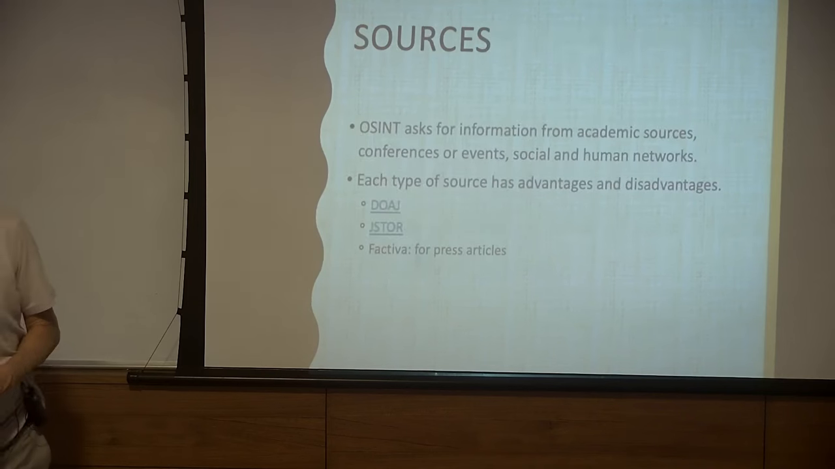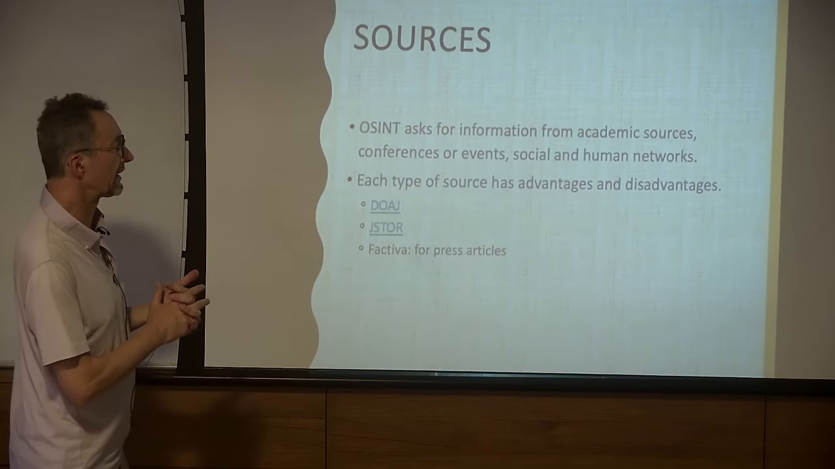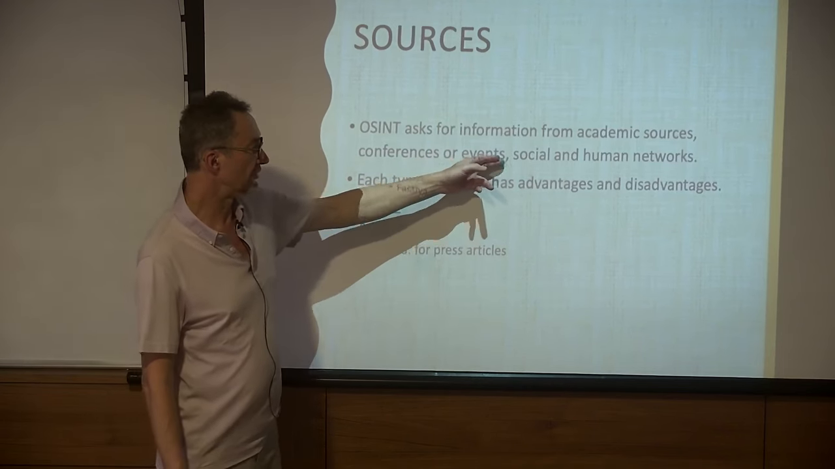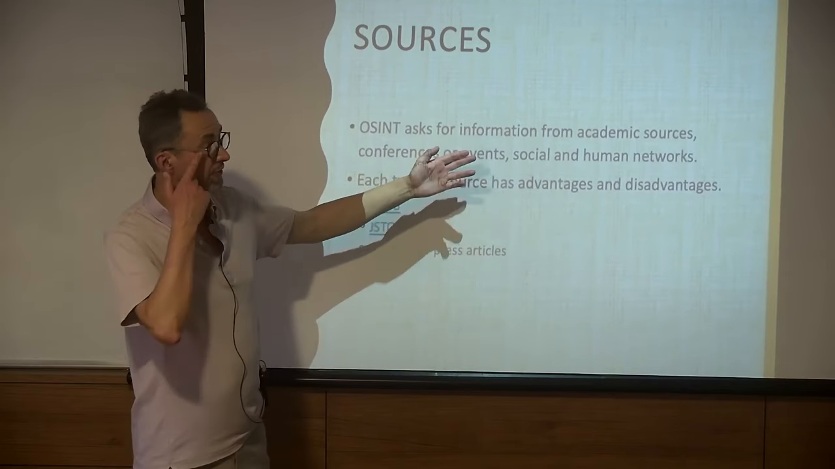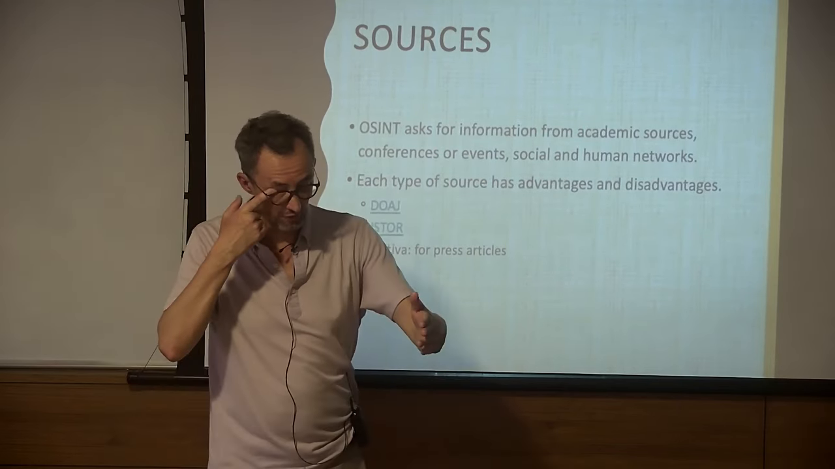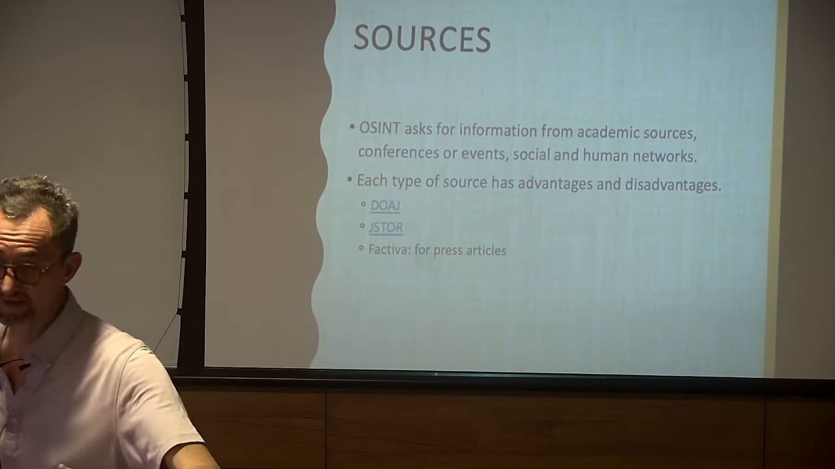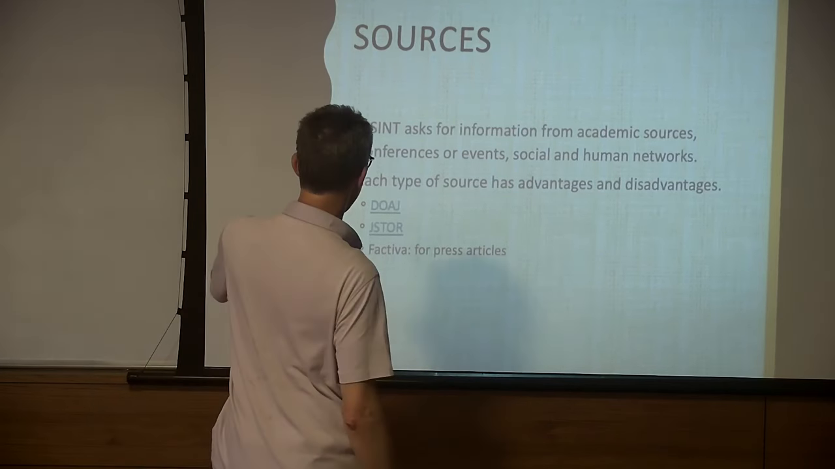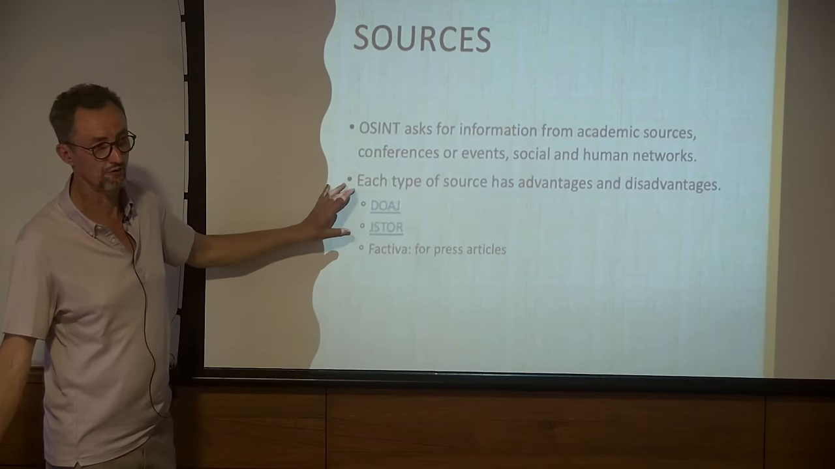Okay, very brief. Nothing new. OSINT asks for information from academic sources, conferences or events, social and human networks, very important. So academic sources, we know. Maybe there is a very famous database for world literature, I don't know it. I know the very famous databases DOAJ and JSTOR, you have them here? I'm sure this is the world's famous one.